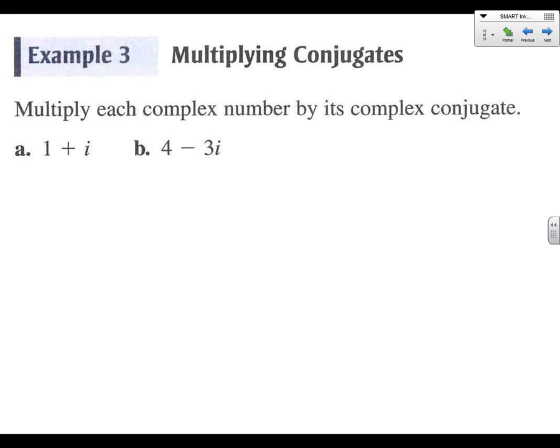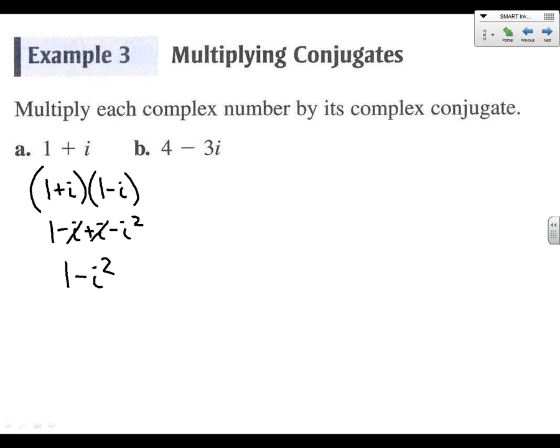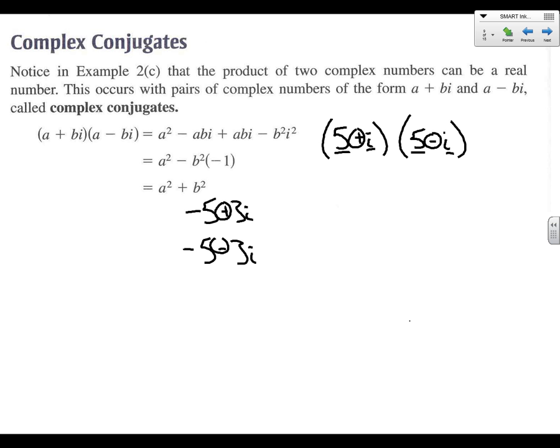So let's go ahead here and try these. We're going to multiply each complex number by its complex conjugate. So our complex number is 1 plus i, which means its complex conjugate is 1 minus i. We're going to see what happens when we multiply these two things together. We're going to have 1 minus i plus i minus i squared. The i's will cancel out, and we'll have 1 minus i squared, which we will simplify.